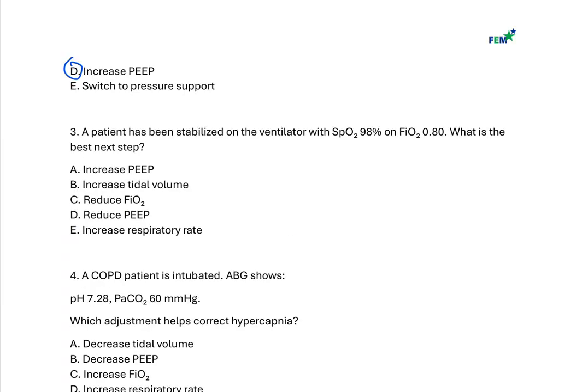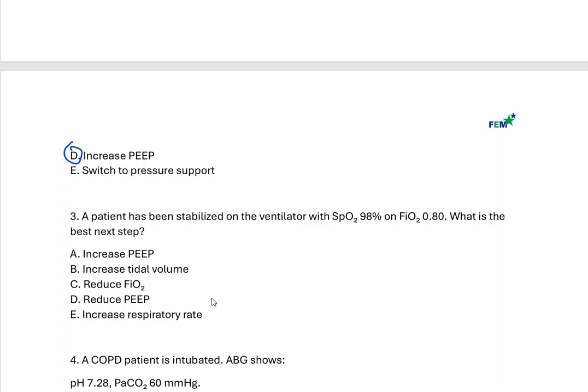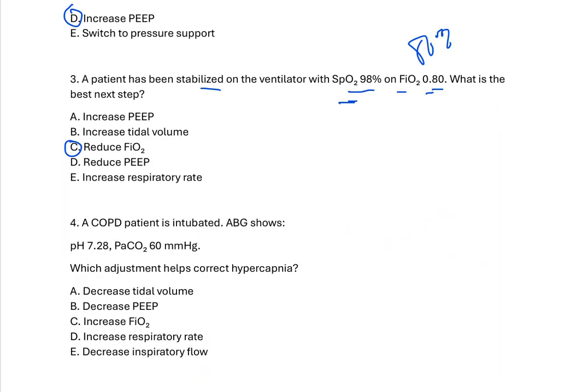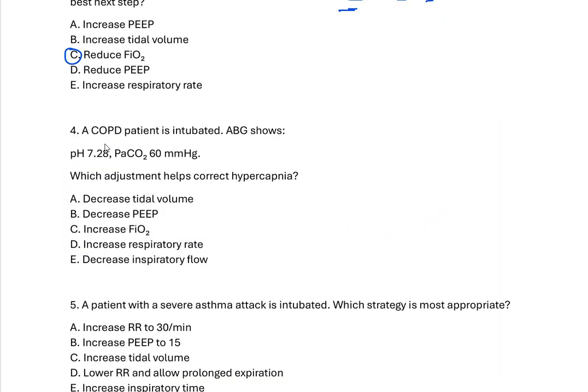The next question there is a patient has been stabilized on ventilator with oxygen saturation of 98% on FiO₂ of 0.8. So that means that's 80%. What is the next step? Like we said, you have to wean the FiO₂ below 60%, right? So the next step would be to reduce what? The FiO₂. You don't want to leave patient on too much oxygen for long, especially if they've been stabilized, because of risk of what? Oxygen toxicity.